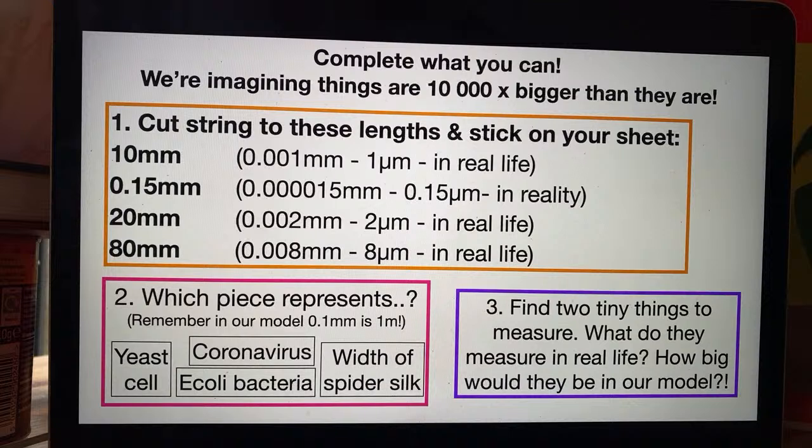I'm going to bundle up my A4 piece of paper string. Obviously you can't stick that to your sheet as it is, but you might want to roll it up and stick it to your sheet. And I'll do the others alongside you. And if you get finished, I've said find 2, I think 1 will be enough really. Find 1 tiny thing to measure and try and work out what does it measure in real life and how big would it be in our scale model.